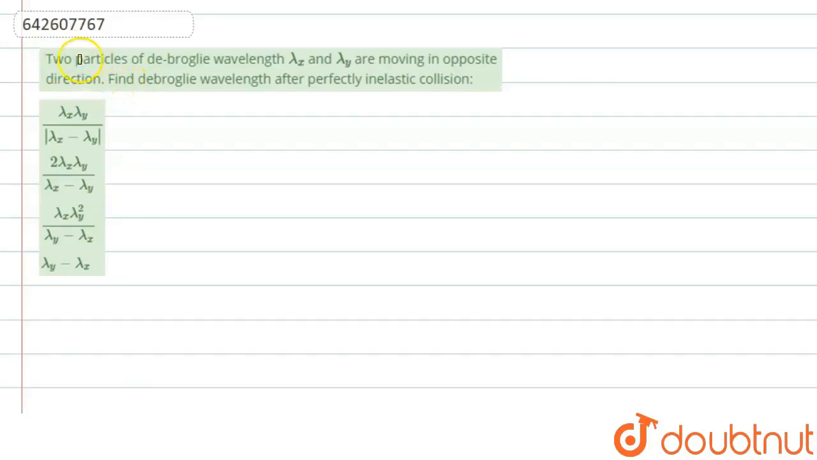Question says that two particles of de Broglie wavelength lambda x and lambda y are moving in opposite direction. Find de Broglie wavelength after perfectly inelastic collision.